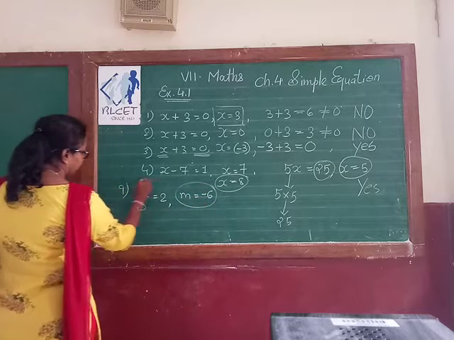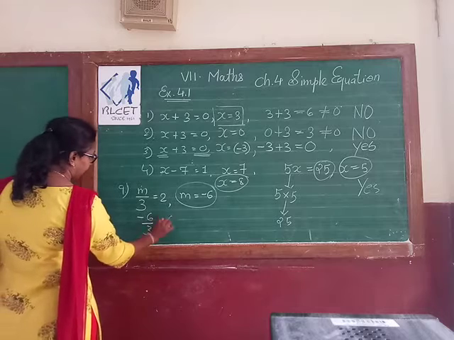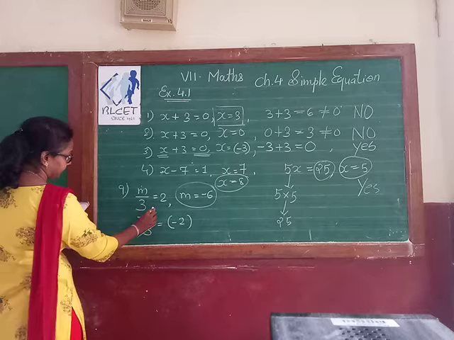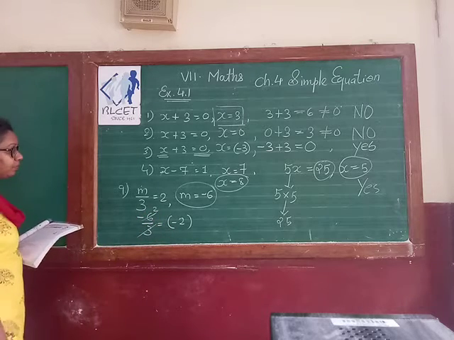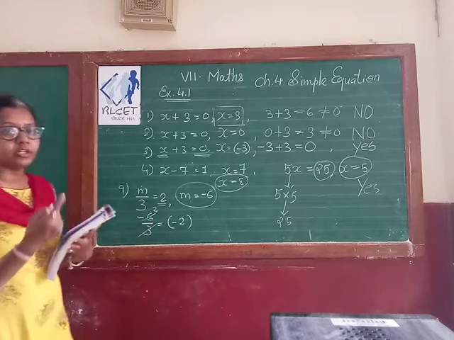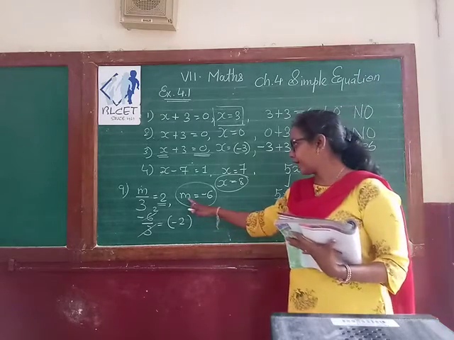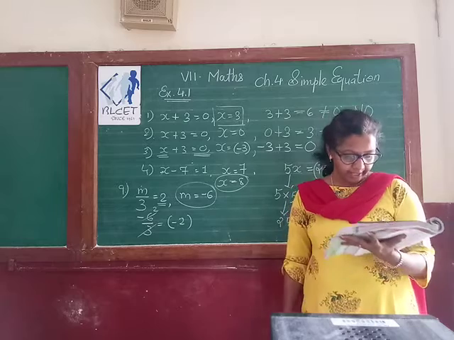Now if you substitute this value over here, minus 6 divided by 3, what answer are you getting? Minus 2. This we have learned in the second standard. One term is negative, so your answer is negative. Is the equation satisfied? No. We want 2, but we are getting minus 2. So for m is equal to minus 6, the equation is not satisfied.